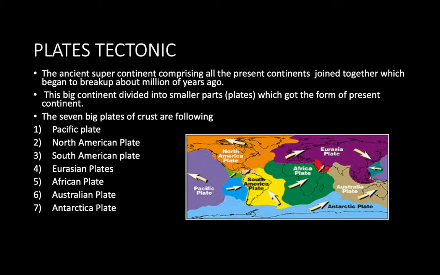The 7 big plates of Earth's crust are the following: Pacific plate, North American plate, South American plate, Eurasian plate, African plate, Australian plate, Antarctica plate. You can see in this map.